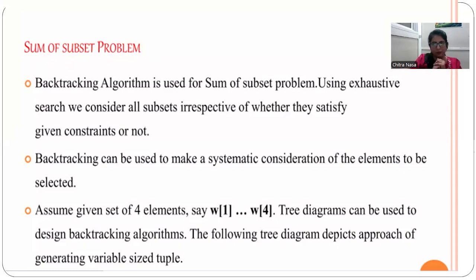Backtracking can be used to make a systematic consideration of the elements to be selected. Assume that four elements are given here, associated with four weights, weight 1 to weight 4. Array W is given here for weight 1 to weight 4. A tree diagram is known as the state space tree. Whenever a problem is solved by backtracking, we draw a state space tree, because we are trying to explore each and every path, and we are not checking whether they satisfy the constraint or not. We are searching every path, right? So it's an exhaustive approach, that's why.